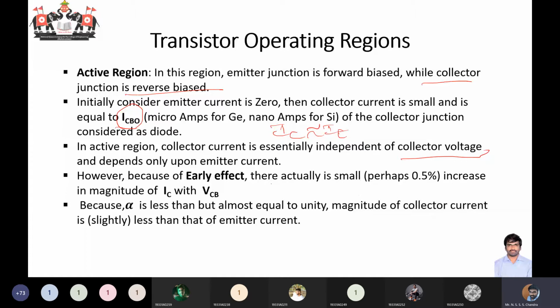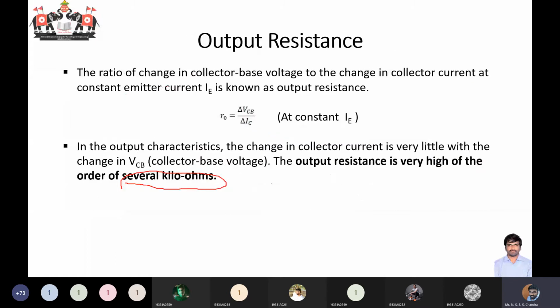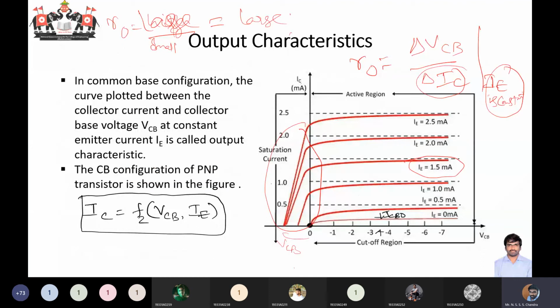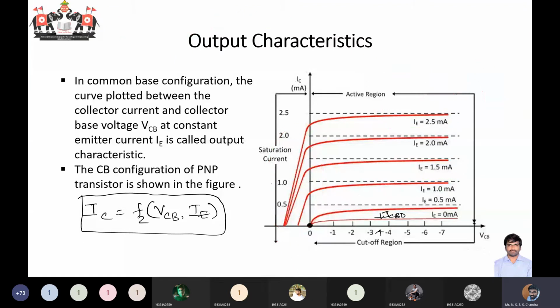And then because of an effect called early effect, I'll tell you what is early effect at a later stage. What you need to remember is that because of early effect, there will be a small increase in IC value with VCB. If you observe this graph, I told you this graph is almost flat, almost horizontal and parallel to the x-axis. I'm stressing on the word almost, because it's not exactly horizontal. It means that there is a small increase in current when you're increasing the VCB value. This is because of the effect called early effect.